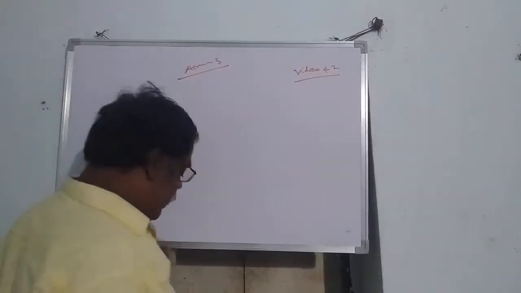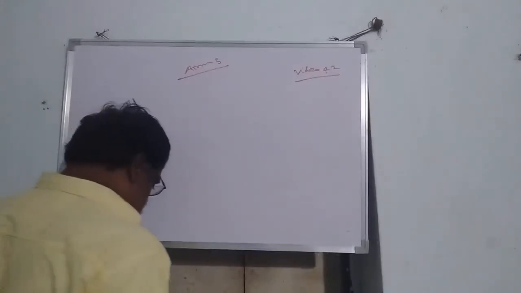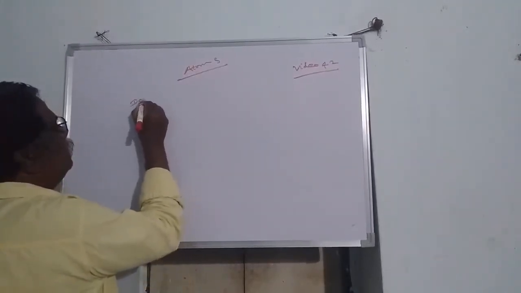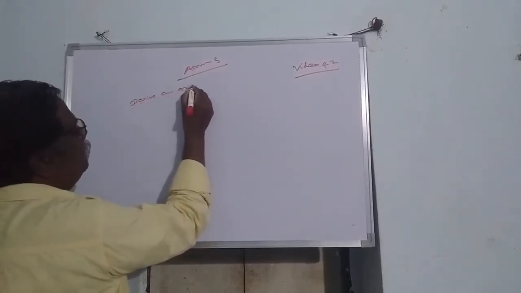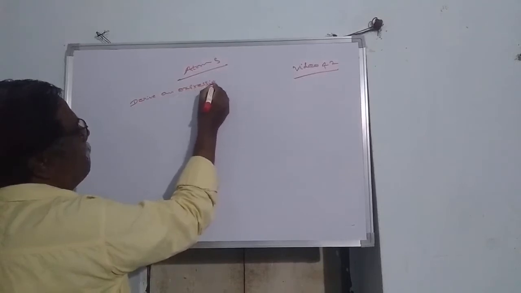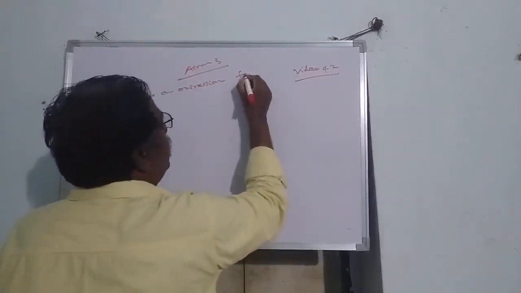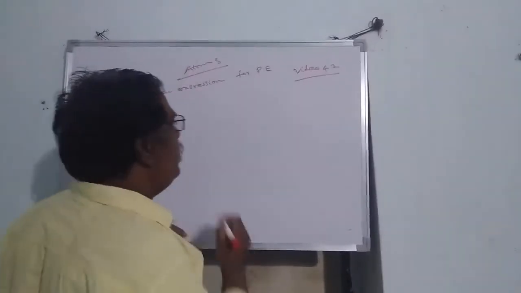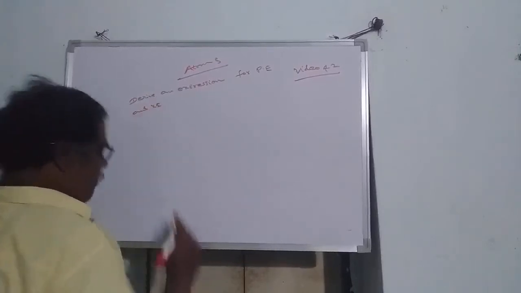Okay, students, today in this class we have to derive the expression for potential and kinetic energy. Potential energy should be denoted with P.E. and kinetic energy K.E.